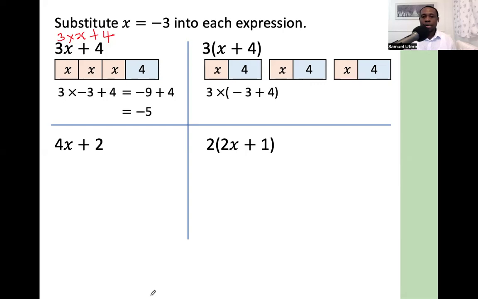Now, remember the order of operations. We're going to have to do the bracket first. So that will be negative 3 add 4, which is 1. So 3 times 1 is equal to 3.